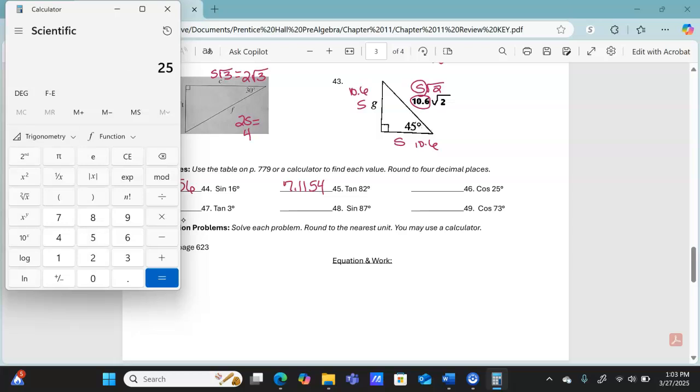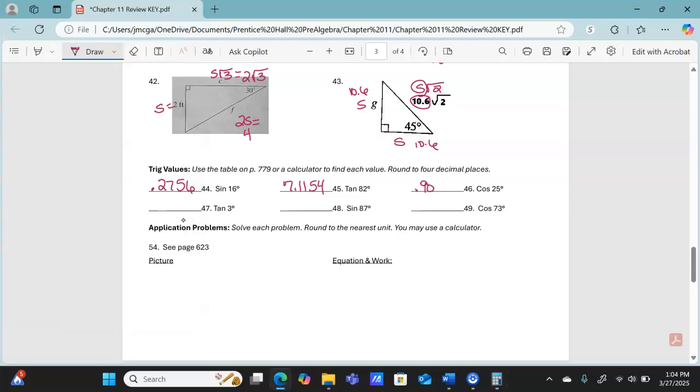And then the cosine of 25 is 0.9063. And then the tangent of 3 is 0.0524. Show that on the calculator.